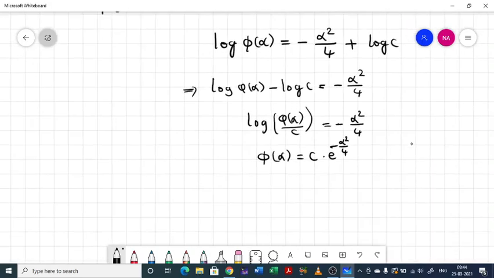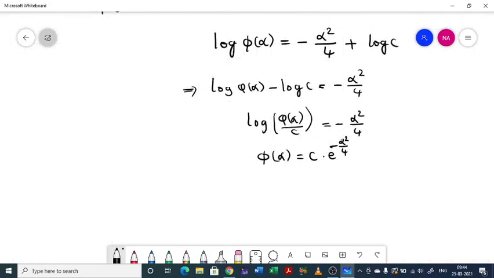But now we need to determine this c. So I have to make this second term of the product to be 0. Put alpha not 0, it should be 1. So to make it 1, I have to choose a particular value for alpha. So I am going to choose alpha equal to 0. Put alpha equal to 0. Then phi of 0 equals c into e power 0, which is 1. So phi of 0 equals 1. Phi of 0 equals c.